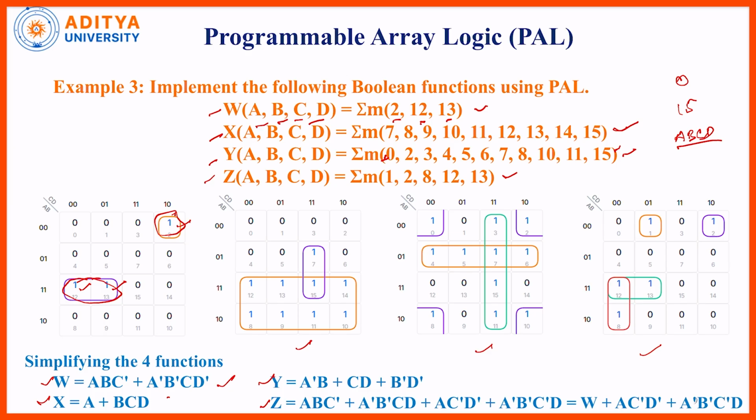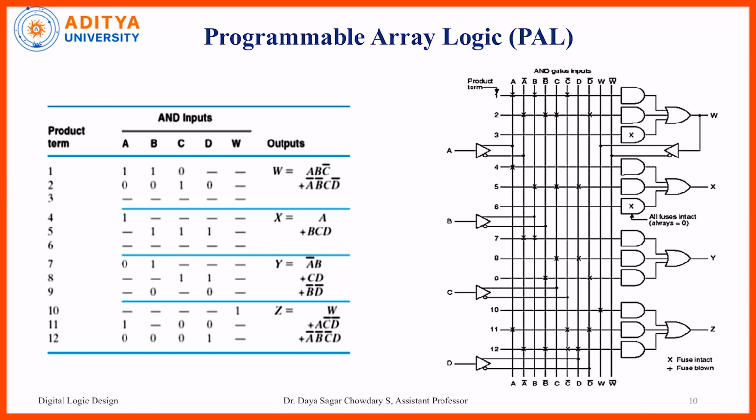If we observe, the first 2 terms look just like W. That means we can replace the first 2 terms with W plus A C bar D bar plus A bar B bar C bar D. These 2 terms we can place as they are, but the first 2 terms are replaced with W. So we can construct the circuit with the output of W also placed as an input. So that is the advantage of the PAL.